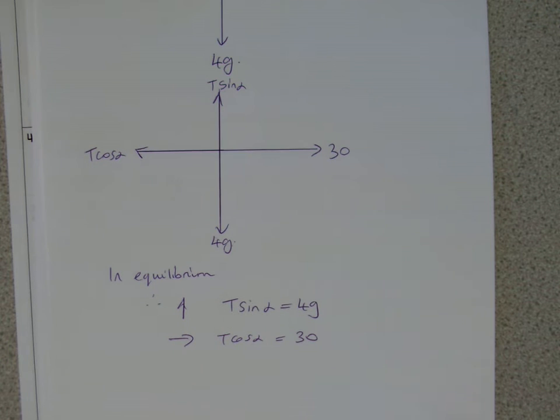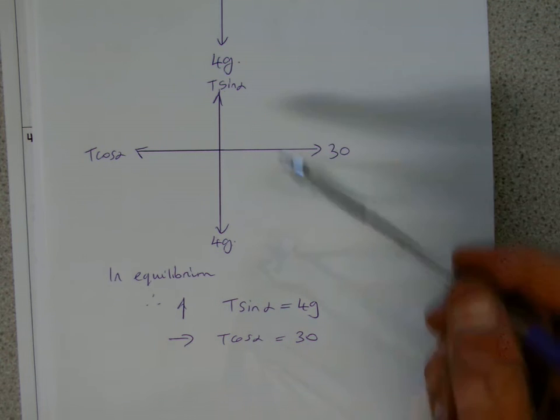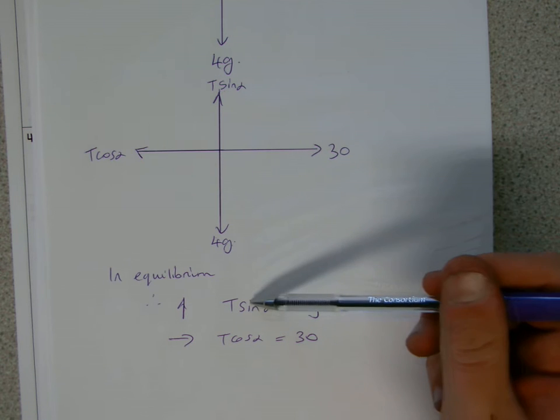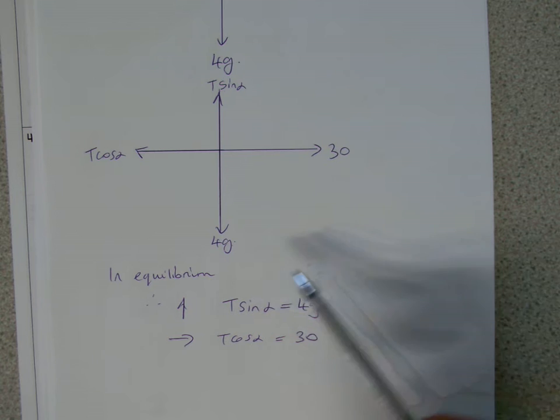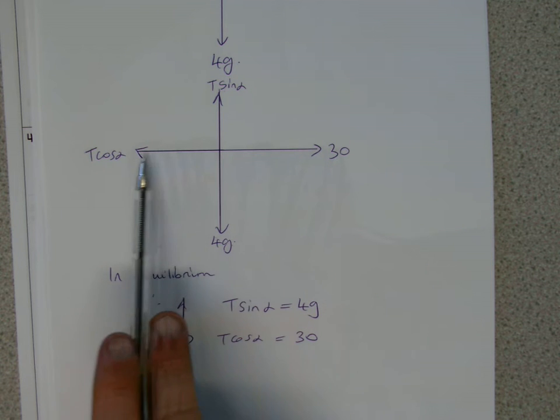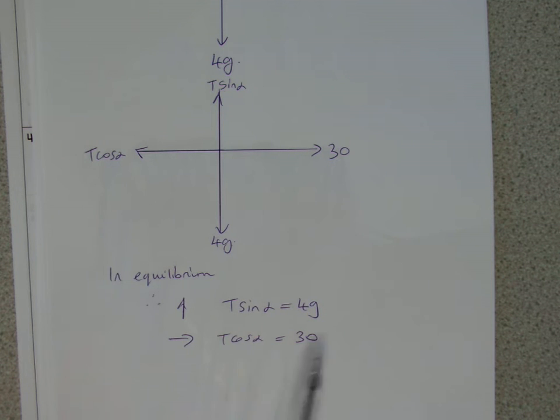Now when you get this and they want you to work out the angle alpha, it'd be best if you do as I did here. So you're having the T sine alpha on the left hand side equals 4g, and then when you do resolve horizontally, put the T cos alpha first equals 30. So you see these are nicely lined up then, alright?